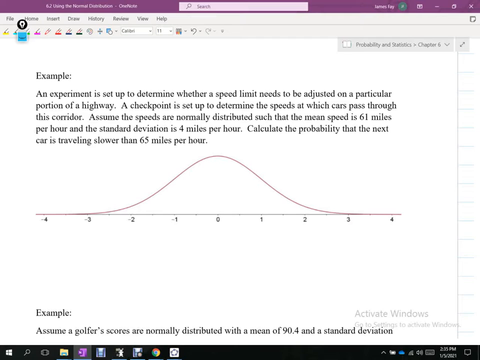So here it says a checkpoint is set up to determine the speeds at which cars pass through this corridor. It says assume the speeds are normally distributed such that the mean speed is 61 miles per hour and the standard deviation is 4 miles per hour. Calculate the probability that the next car is traveling slower than 65 miles per hour. Okay? So I want you guys to do that. Either do it by hand, use your GeoGebra, Desmos, whatever it may be, to come up with that probability. Then, once we agree to that, I'm going to open Excel and we'll see how to use the command in Excel to find the normal distribution. So I'll give you about 2-3 minutes to do that.